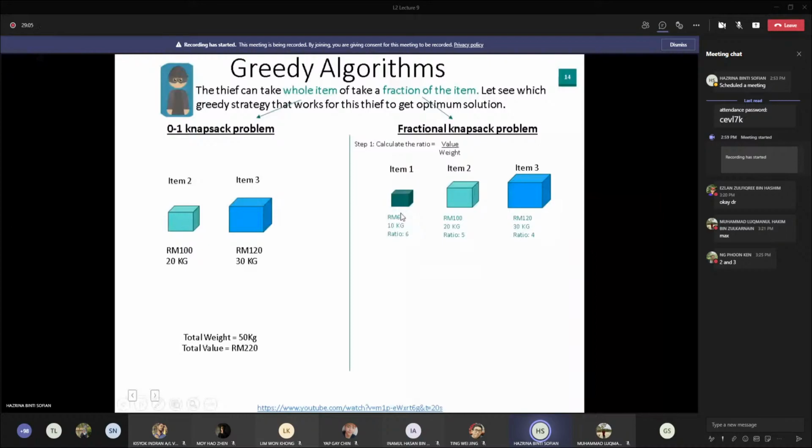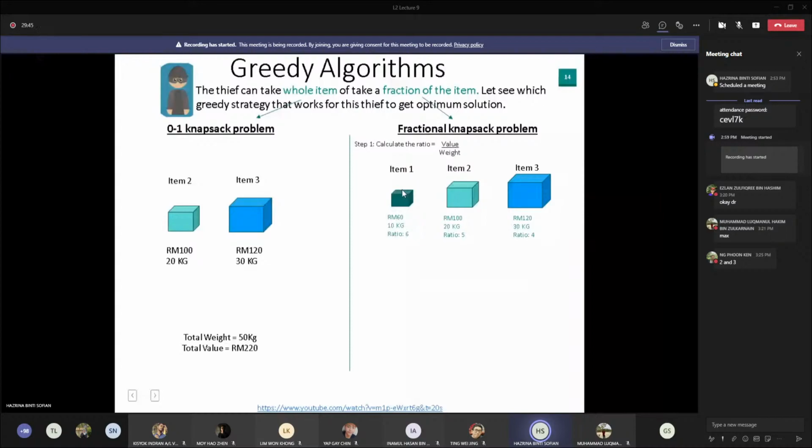Currently, for item 1, 60 divided by 10 is 6. So the ratio is 6. Item 2, the ratio is 100 divided by 20, which is 5. And item 3 is 120 divided by 30, which is 4. The highest ratio will be the best, because with a ratio of 6, he can steal the best value.